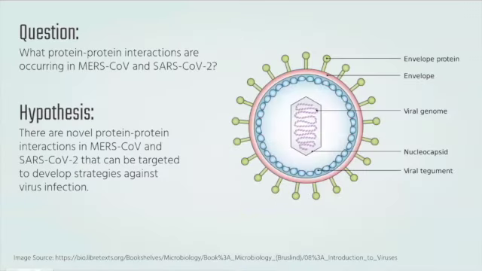The question asked in this paper was what protein-protein interactions are occurring in MERS coronavirus and SARS coronavirus. They studied both to determine whether results obtained from MERS can be applied to SARS. The hypothesis was that there were novel protein-protein interactions in MERS and SARS that can be targeted to develop strategies against virus infection.